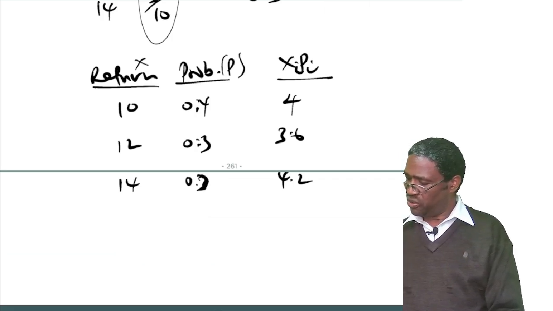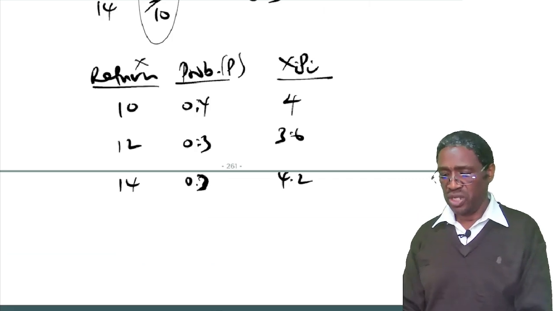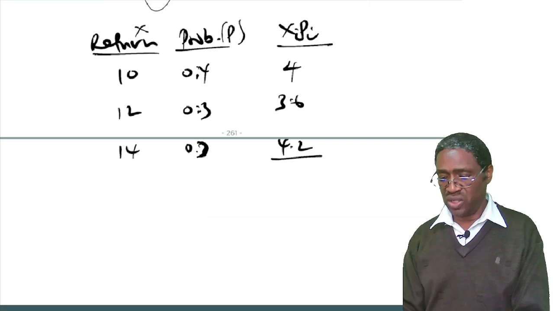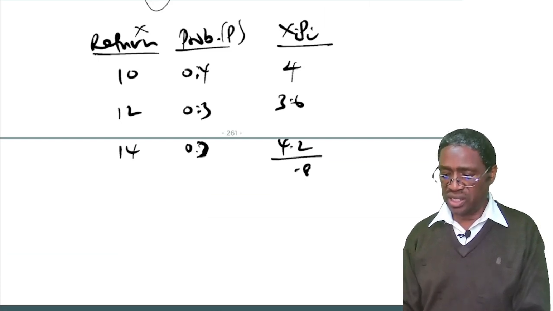14 times 0.3, yes, 4.2. Then you get the sum of this. The last one is 0.8. Then I take 7, 11.